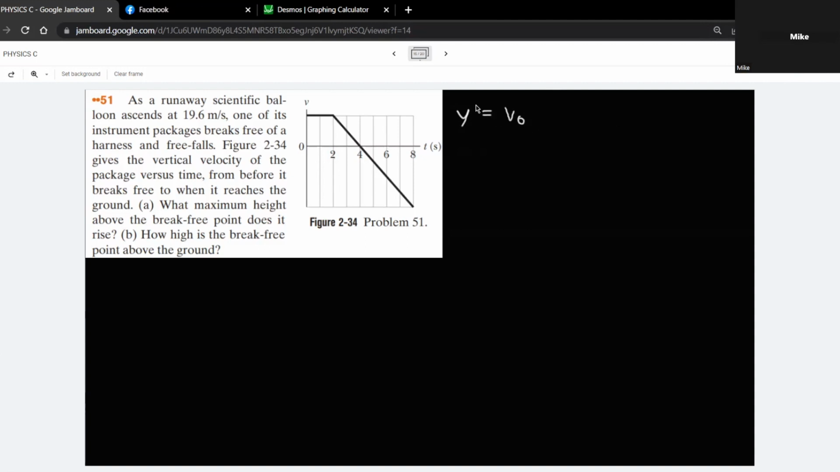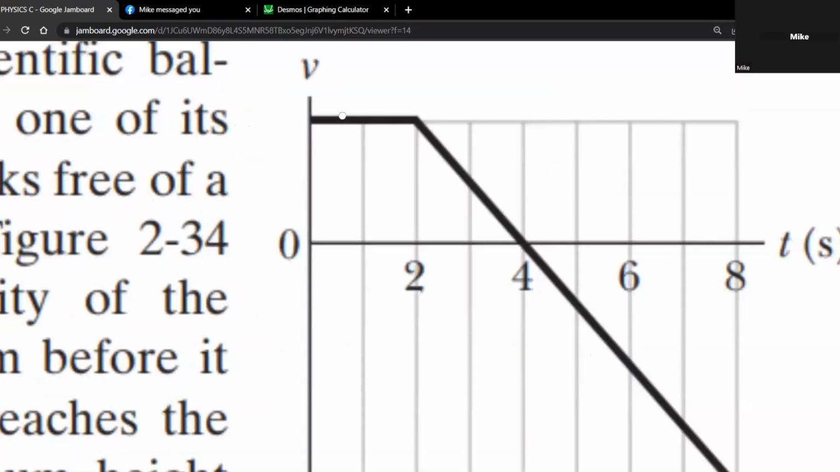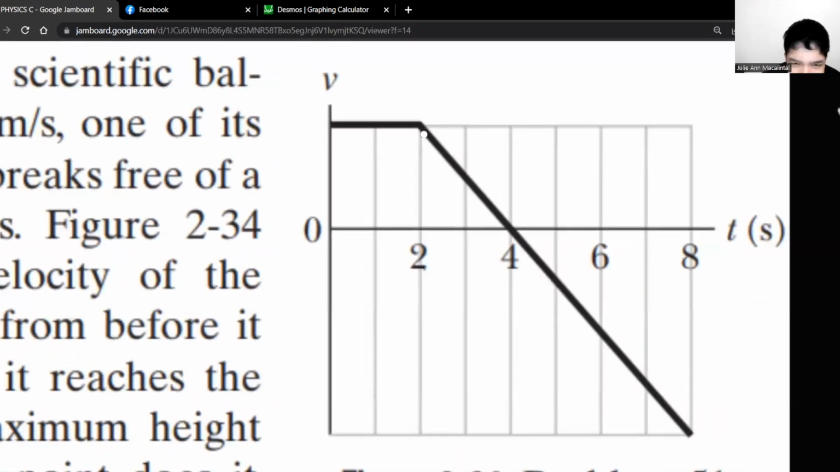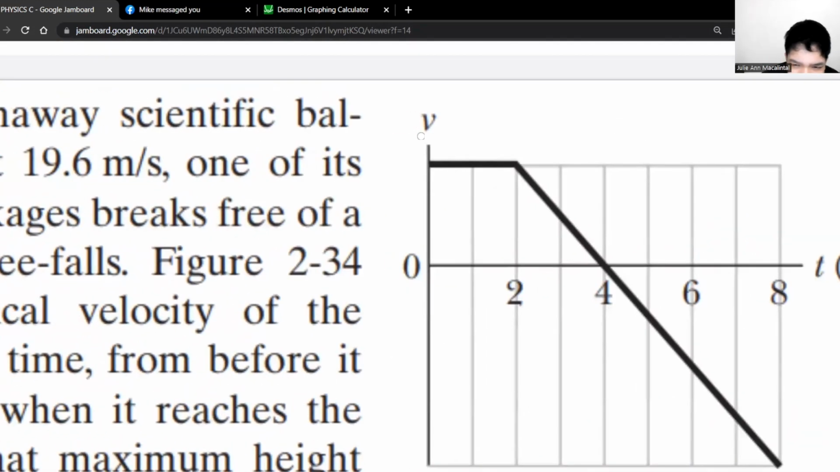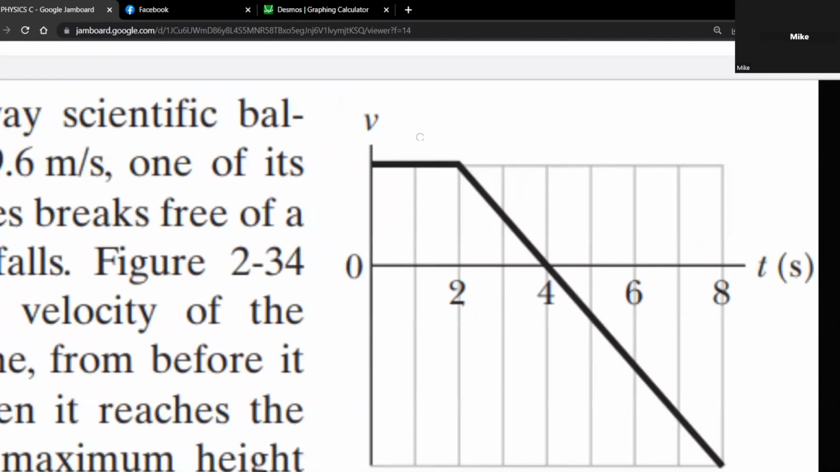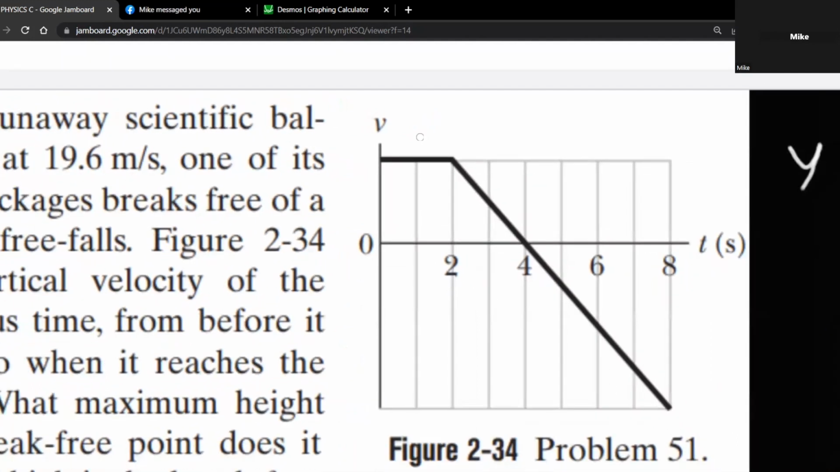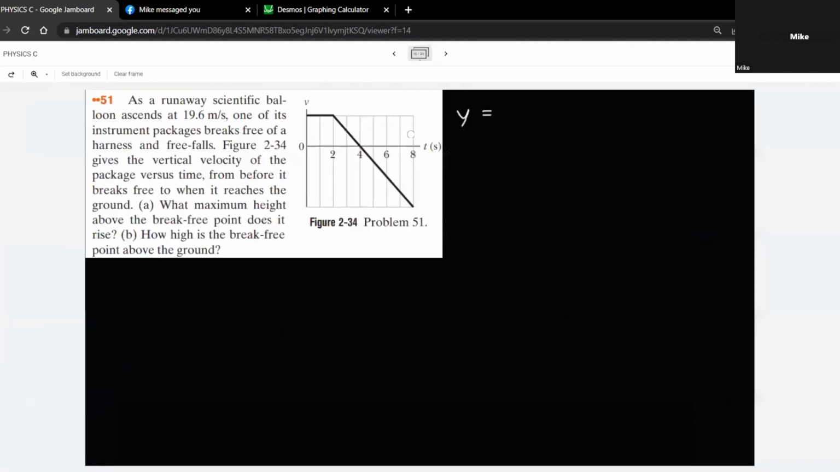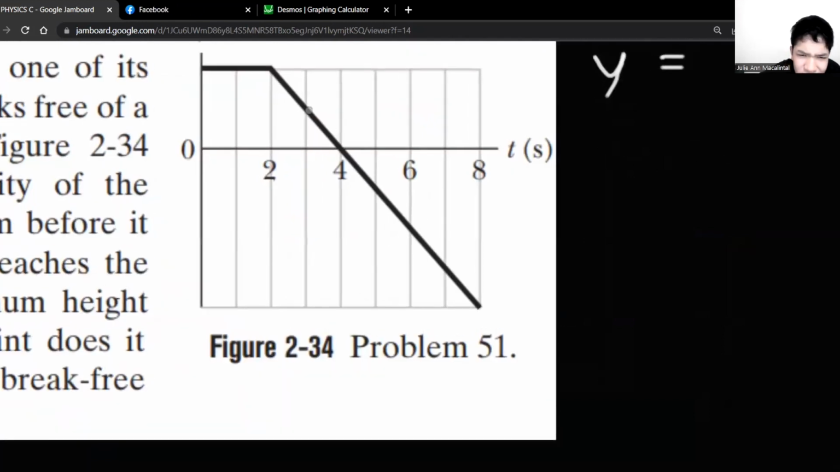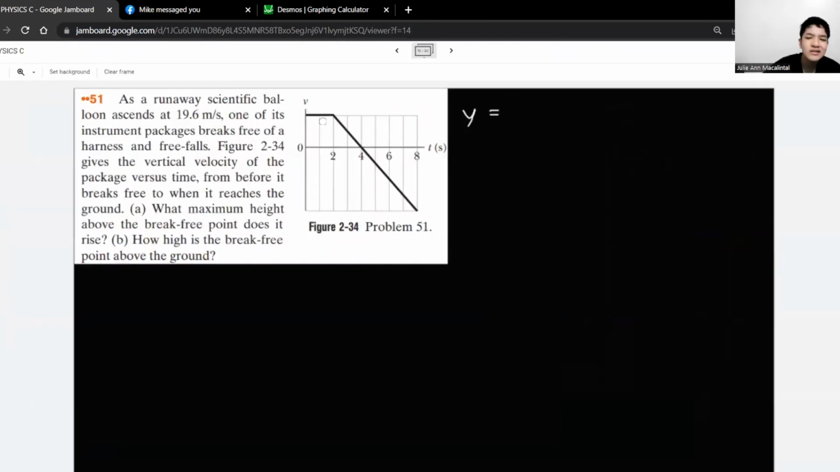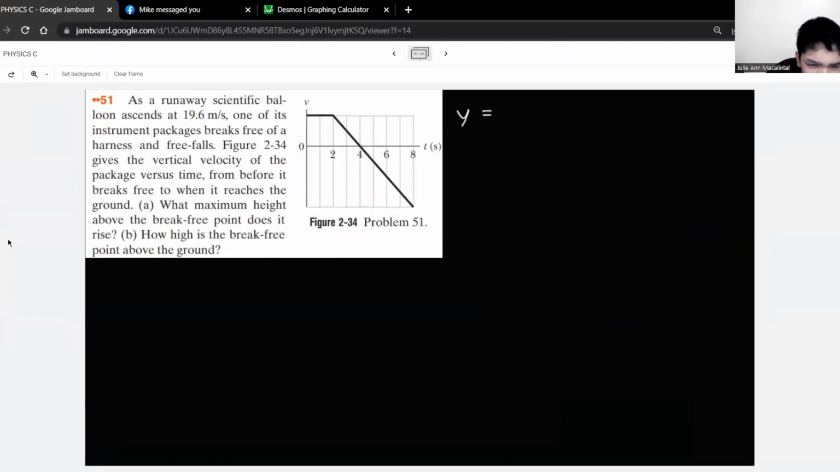At what instant or time interval does the object keep going up? From 0 to 2. Yes. So when t equals 3 seconds, what is the velocity? T equals 3 seconds. Here? Mm-hmm. Okay. T equals 3.